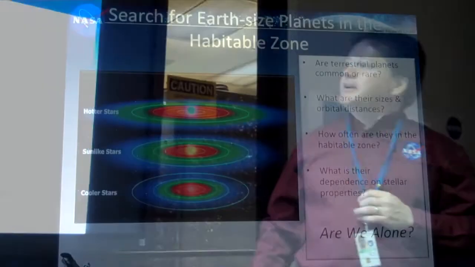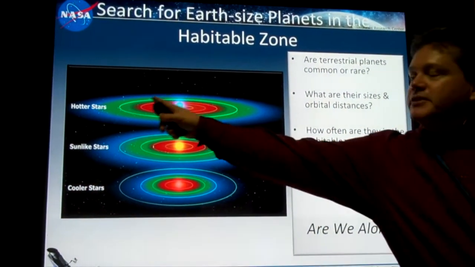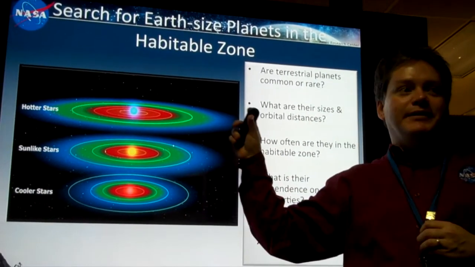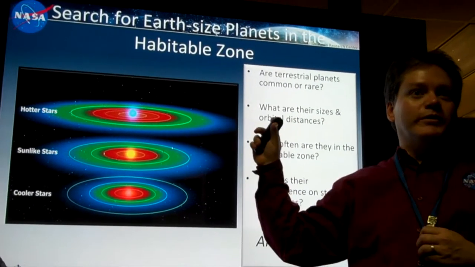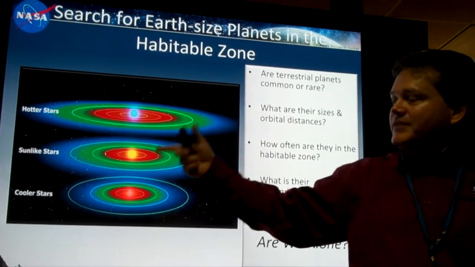So let's talk a little bit about what Kepler is and why we're doing this. What we're trying to find is Earth-sized planets in the habitable zone. So the habitable zone is this area around a star where liquid water could exist on the surface. It's not too hot, too close to the star, and it's not too cold, where water would turn to ice. It's what they call the Goldilocks zone. And that zone depends on the type of star.